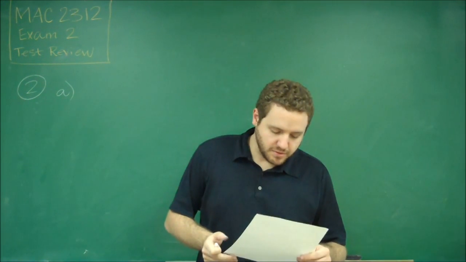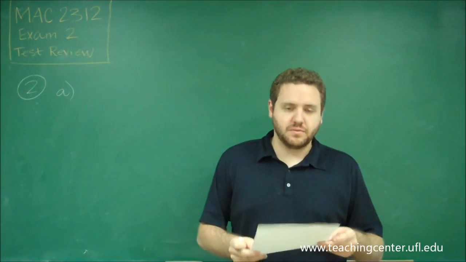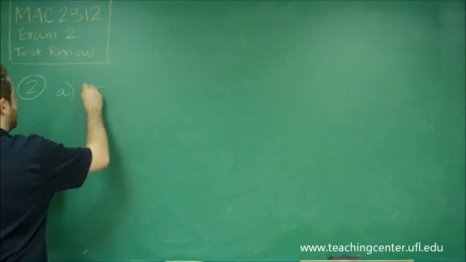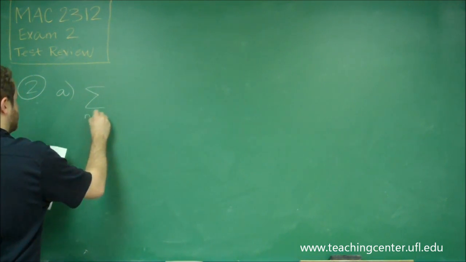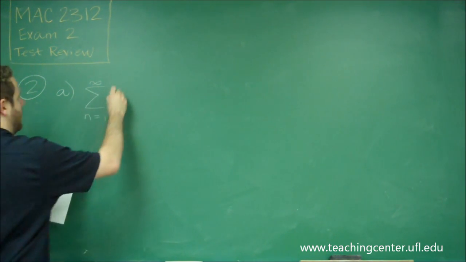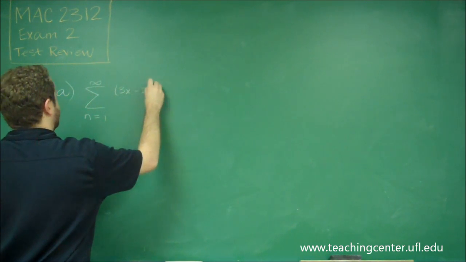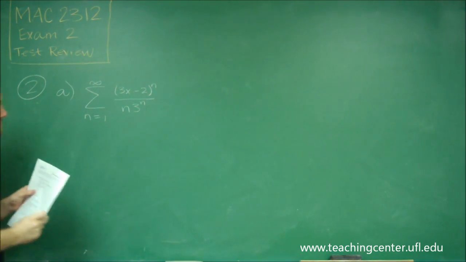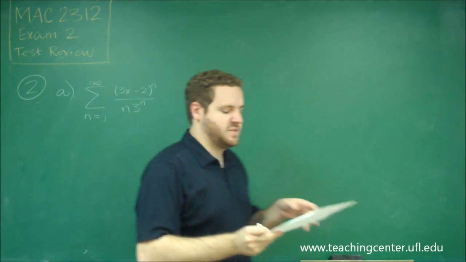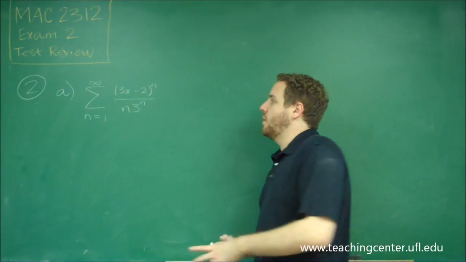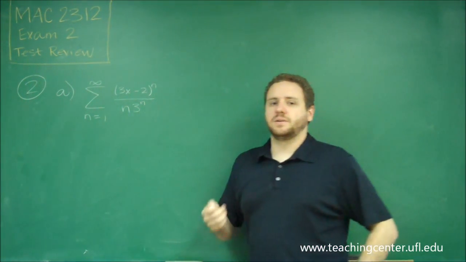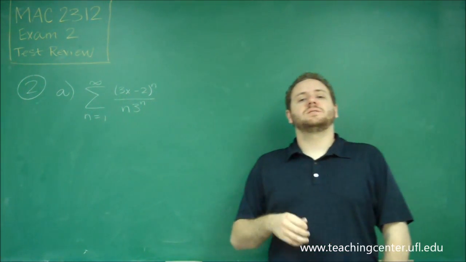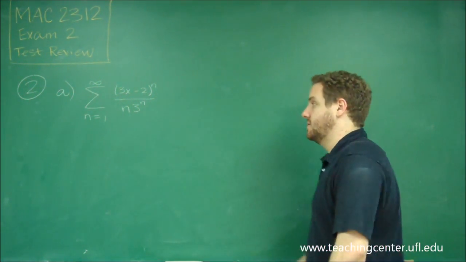Alright, so for problem number 2, we're going to need to state the intervals of convergence for a few series. So first, with problem A, we have the sum from n equals 1 to infinity of (3x minus 2) to the n power, all over n times 3 to the n power. For these types of problems, what you need to figure out is what values of x would make this a convergent series and which values of x would make this a divergent series. And then the interval of convergence is all the values of x that make it a convergent series.